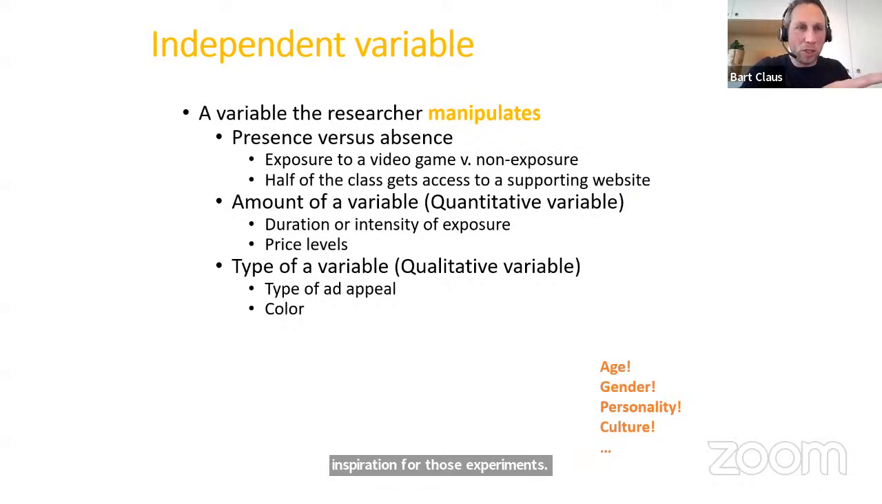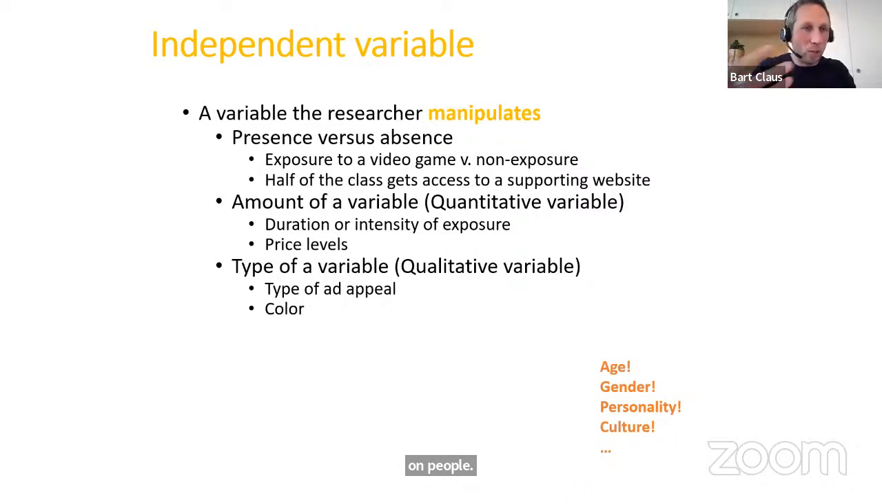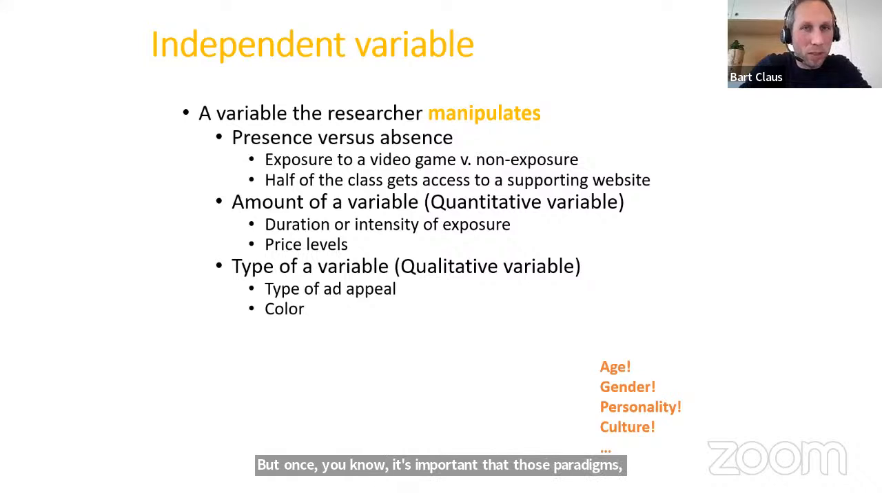But once you have that knowledge, before you didn't have the knowledge, right? You had no idea how people would react. So you could also not foresee the negative effects on people. But once you know, it's important that those paradigms, those ways of running an experiment, those setups are used very carefully and only sparsely, right? That we don't use those setups constantly because we know that they potentially harm people, right?